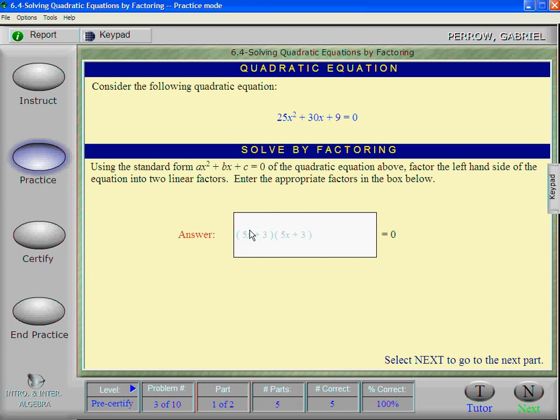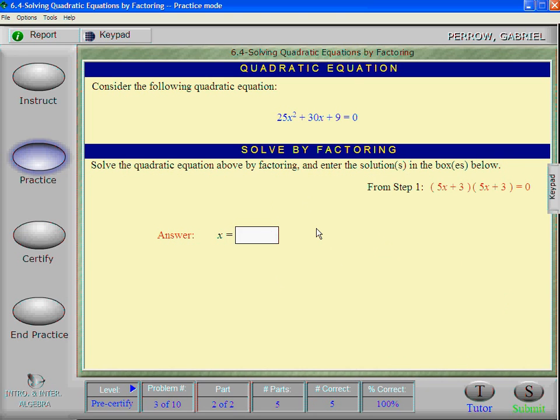Okay, so 5x plus 3 is the repeated pattern, it's the repeated factor, and so we only need to take one of those, set them equal to 0, and solve. So if I took 5x plus 3 and I set it equal to 0, I'd have a little equation where I'd subtract 3 from both sides, and then I'd end up dividing both sides by 5, and your final answer would end up being negative 3 over 5. So you can work that out on paper, see what it looks like, make sure. If you're not sure, you can go through the tutor mode.